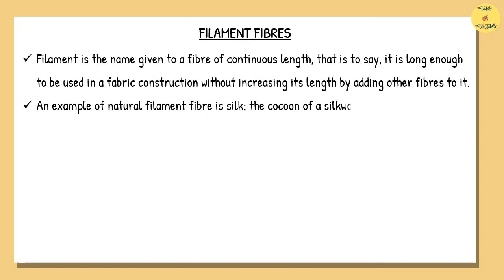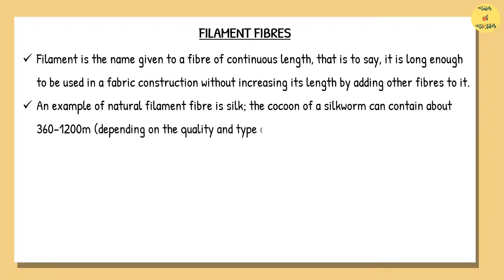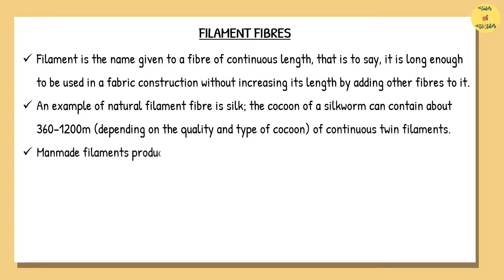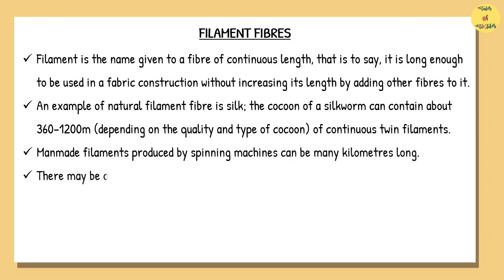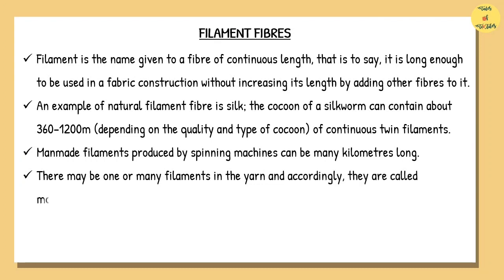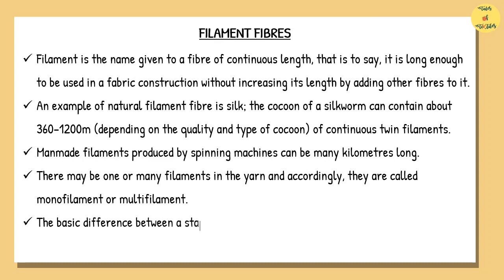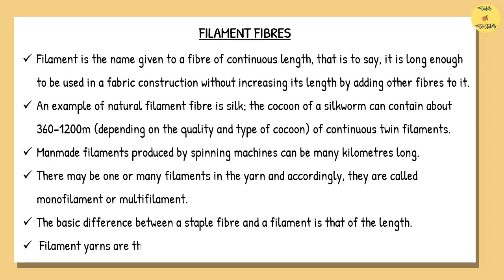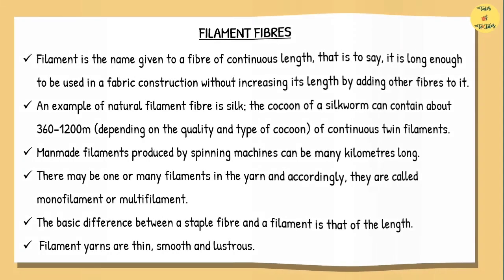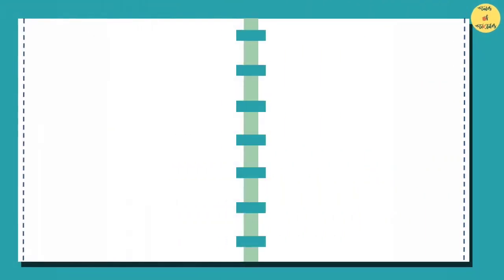The cocoon of a silkworm can contain about 360–1200 m, depending on the quality and type of cocoon, of continuous twin filaments. Man-made filaments produced by spinning machines can be many kilometers long. There may be one or many filaments in the yarn, and accordingly, they are called monofilament or multifilament. The basic difference between a staple fiber and a filament is that of the length. Filament yarns are thin, smooth, and lustrous.